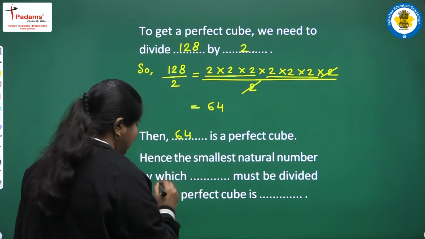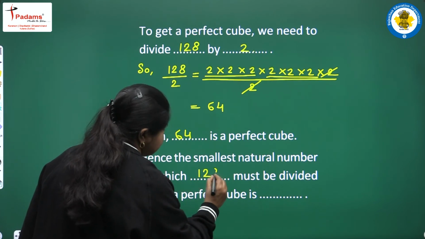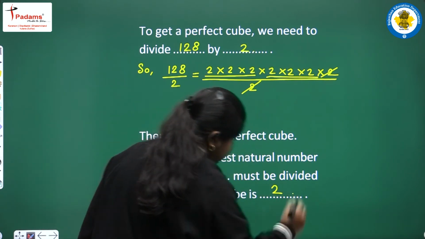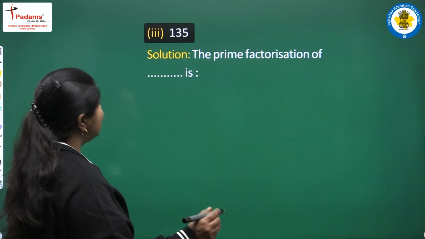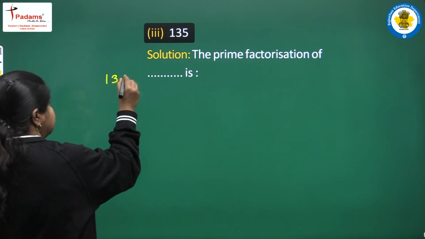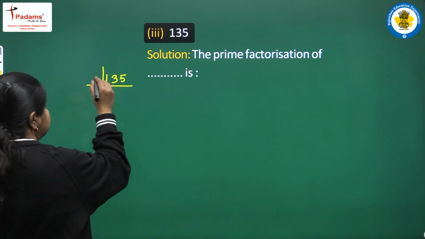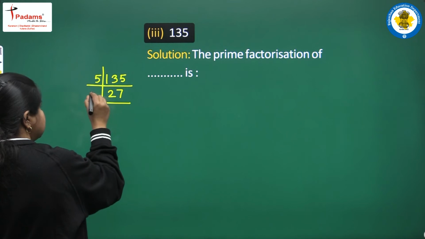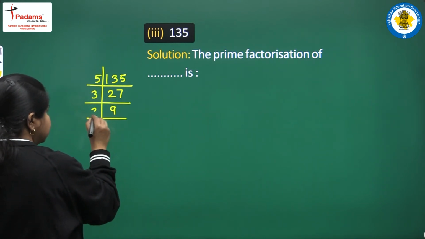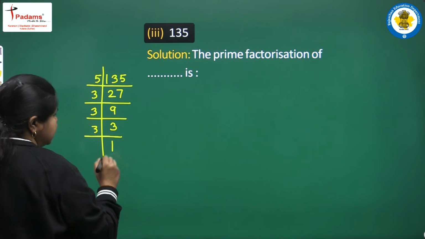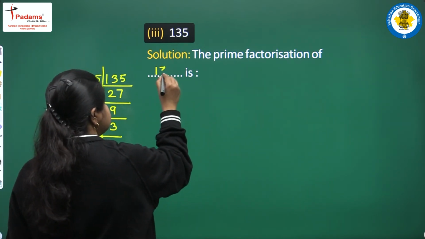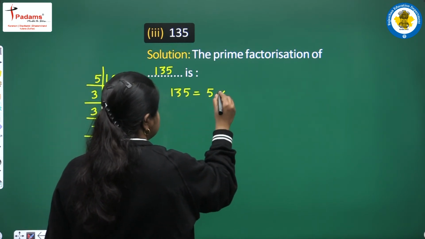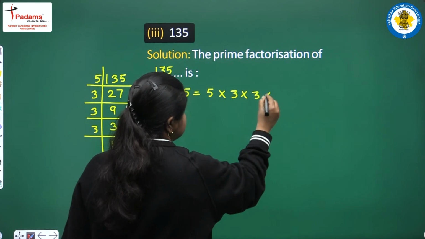Hence the smallest number by which 128 must be divided to get a perfect cube is 2. This is the answer. Next we have 135. Write down the number, divide by 5. It will go 2 times and then 7 times. Now this is divisible by 3, 9 times, 3 3s are 9 and 3 1s are 3. So the prime factorization of 135 is given by 5 into 3 into 3 into 3.